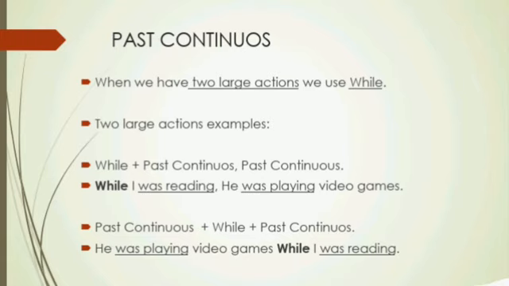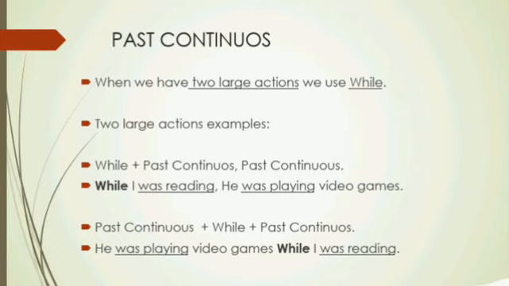When we have two long actions, we use while. If you want to give some details to help the listener picture a situation more clearly, we use the past continuous. Now we have two long actions, and we have the structure while plus past continuous, past continuous. Example, while I was reading, he was playing video games.